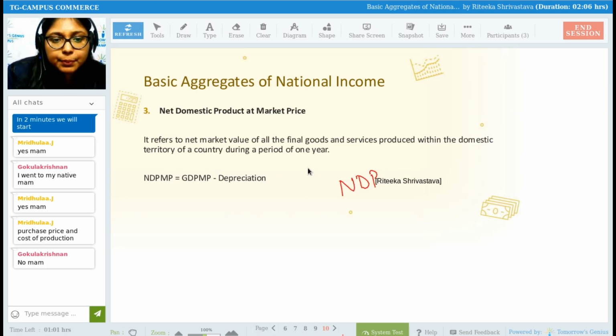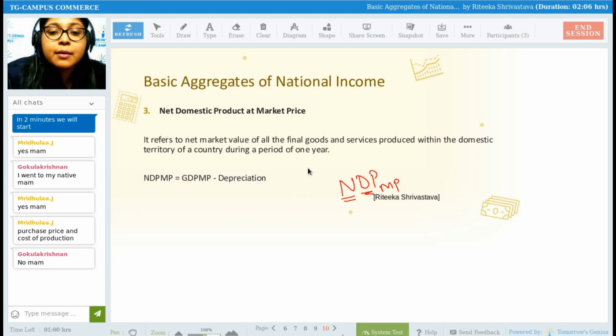Then NDP at MP, net domestic product at market price. Net means the net market value of the goods and services. Net market value means what? After doing the deductions from gross value, the total amount which is left in our hand is called net market value. So N means the net market value of the final goods and services which are produced in the domestic territory. Product means the goods and services at market price. Again, we will consider only the market price and not the factor cost.